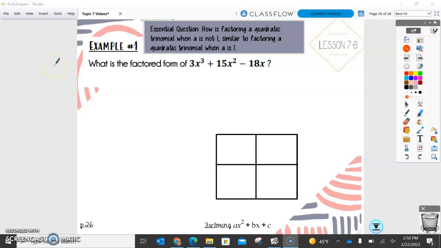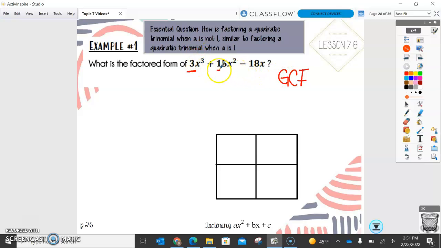For lesson 7-6, we're going to continue factoring, but this time we're going to look at when our A term, our first coefficient, is no longer a 1. All of 7-5 had us factoring with x squared only. So we're going to combine what we learned in 7-4 of finding the greatest common factor, or the GCF. If we can look for one of those first, sometimes it can make it like we're factoring just an x squared, as we did in 7-5.